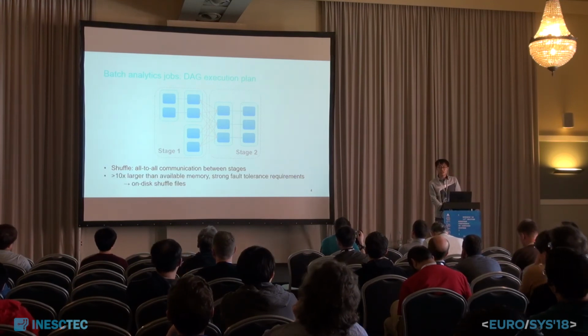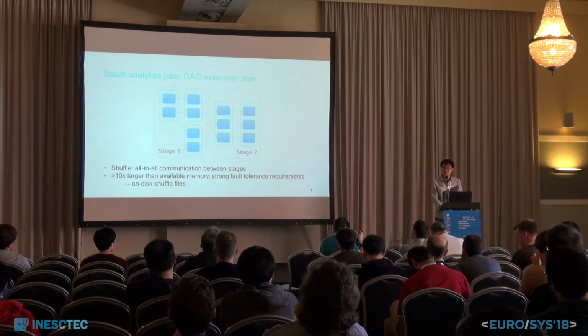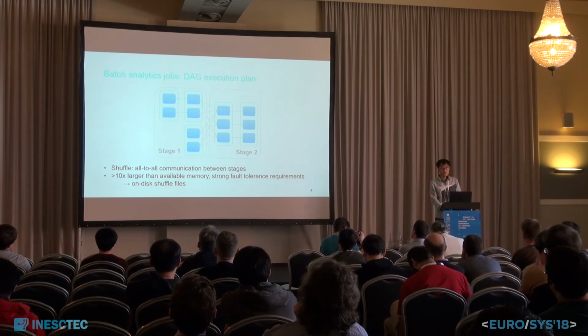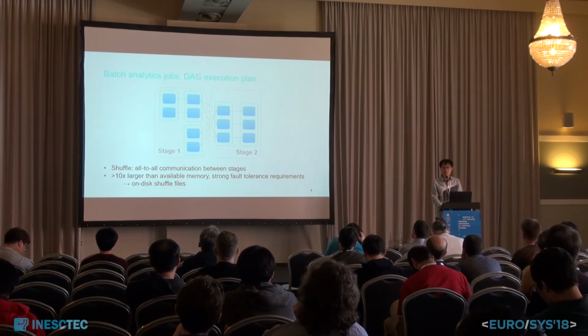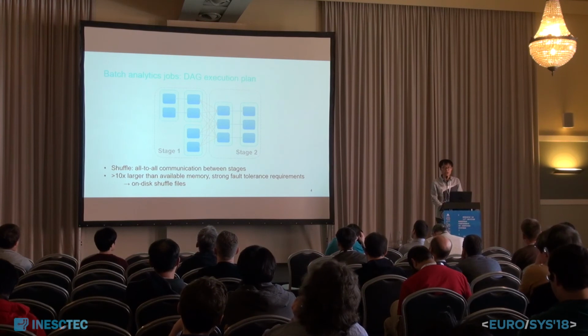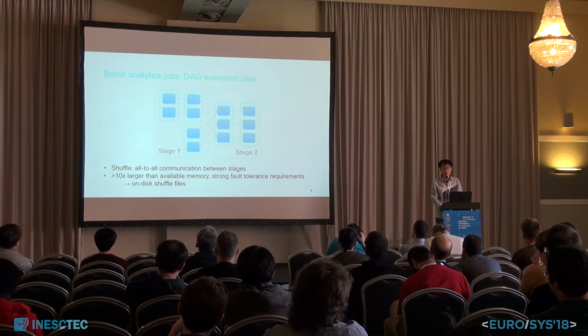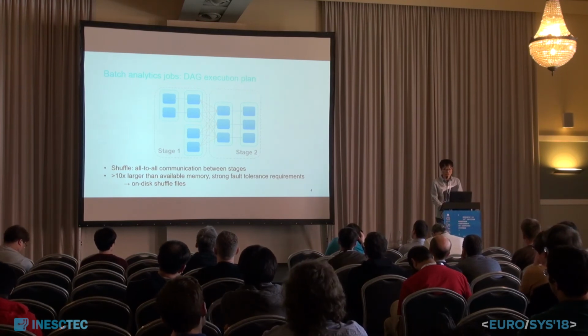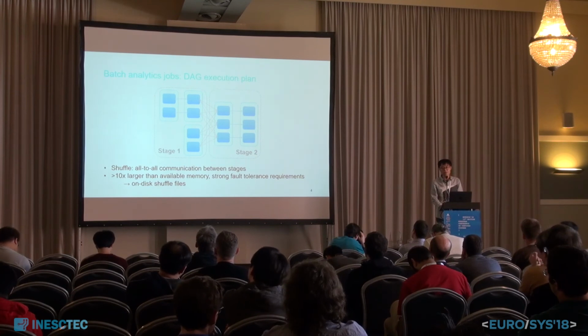In fact, the shuffle data has to be kept on disks for two reasons. First is that in production jobs, the data that is getting processed during the shuffle is more than 10 times larger than the available memory space. So it's not possible to cache the data entirely in memory.